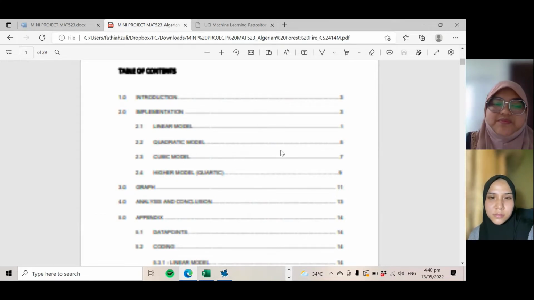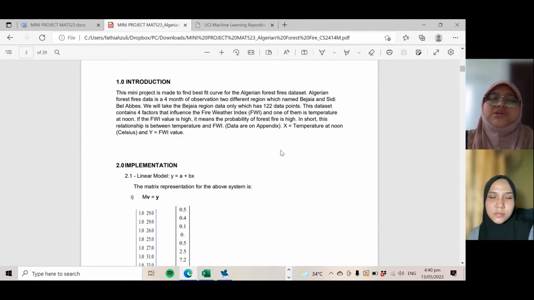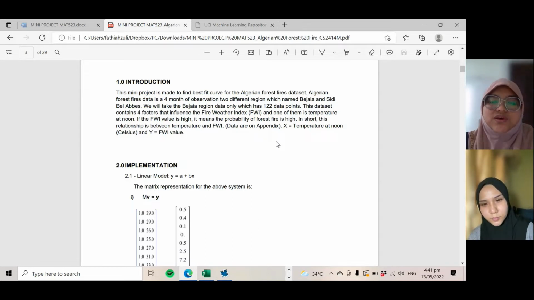So for the introduction, this mini project is made to find the best fit curve for the Algerian forest fires dataset. The Algerian forest fire dataset is 4 months of observation in 2 different regions, Bejaia and Sidi Bel Abbes. We will take the Bejaia region data only, which has 122 data points.